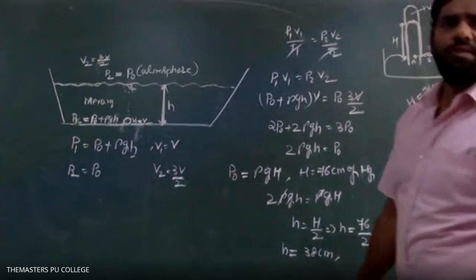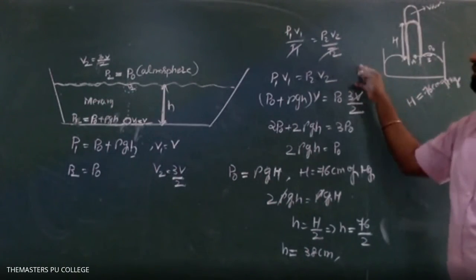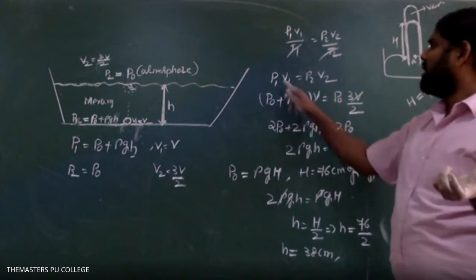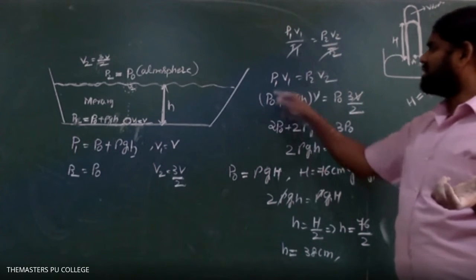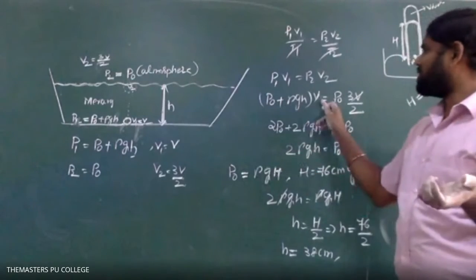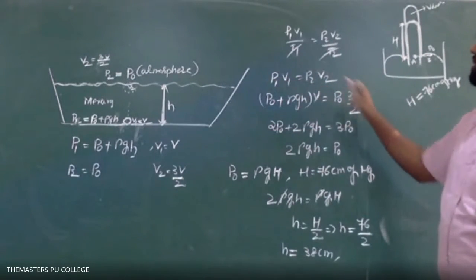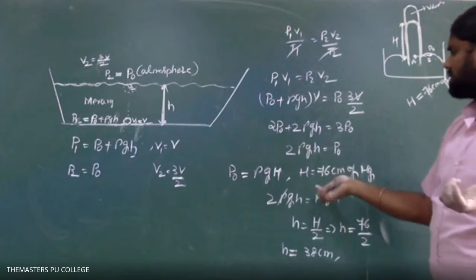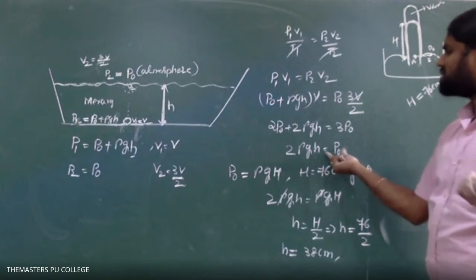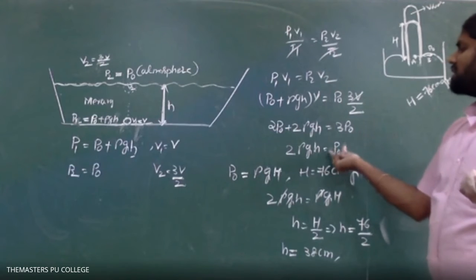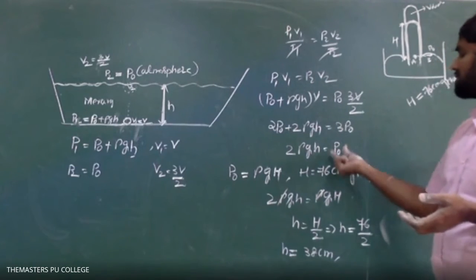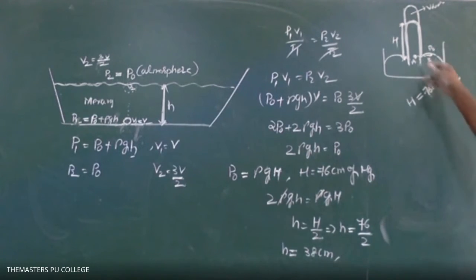They didn't speak about the temperature, so the temperature is constant and we can cancel it. P1 V1 equals P2 V2. P1 is the pressure at the bottom, V1 is the volume at the bottom, P2 is the pressure at the top, and V2 is the volume at the top. With proper calculation, I got this relation. What does this P0 stand for? P0 is the atmospheric pressure, and atmospheric pressure is measured by the height of the mercury column.